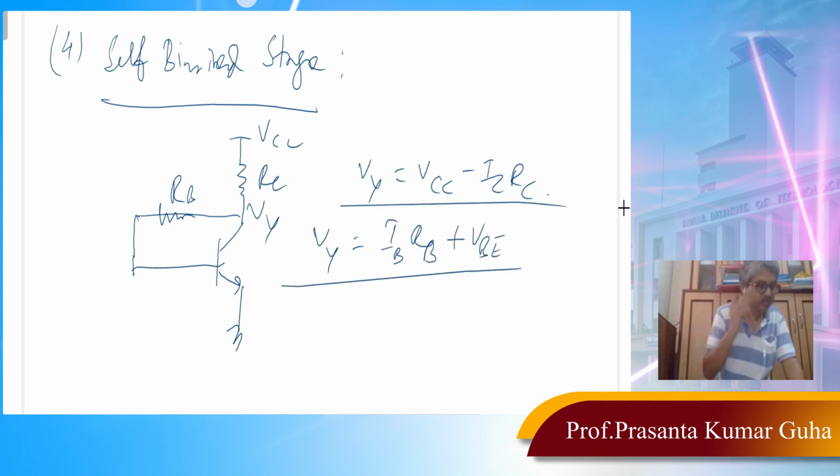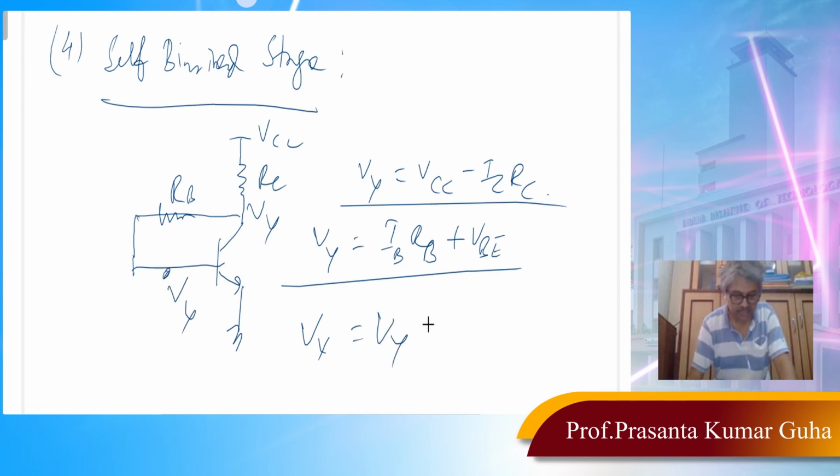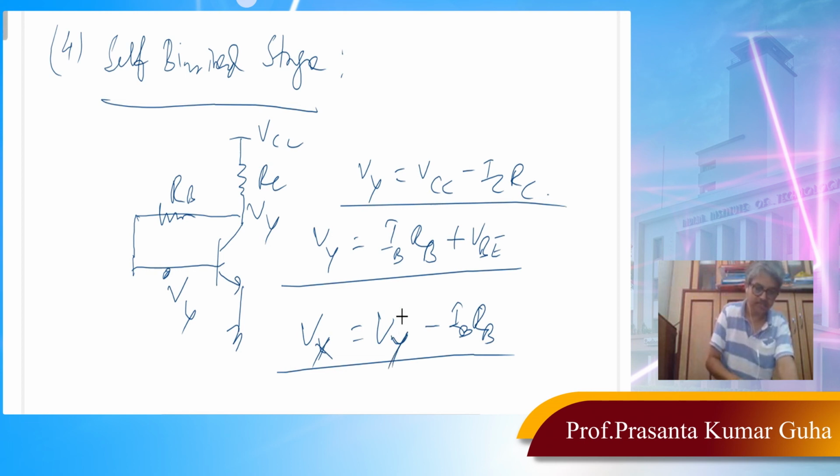Vy is equal to also IBRB plus VBE. Okay, and from here you can find out IC. The point to be noted in this case is Vx. Vx is Vy, so this is your Vx. Vx is Vy minus IBRB. Okay, so you see the transistor will always be in the forward active mode, because Vx is less than Vy.